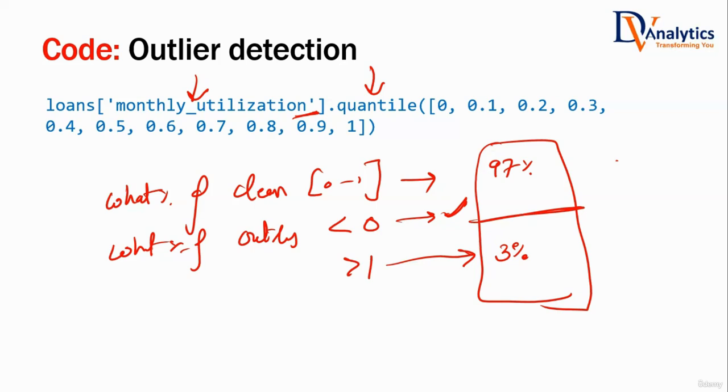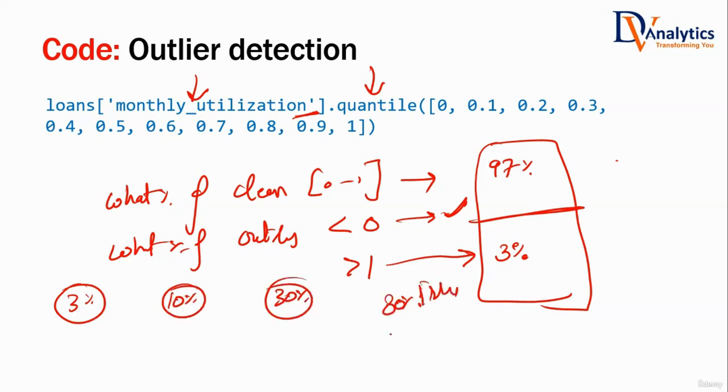Sir, what will be the next step once we get the outlier? Let's say we are having 10% of outliers in the data sets. Shall we remove that or shall we take the average value? Sometimes 3% are outliers, sometimes 10% are outliers, sometimes 30% are outliers. Sometimes 80% are issues in the data, and only 20% is clean.